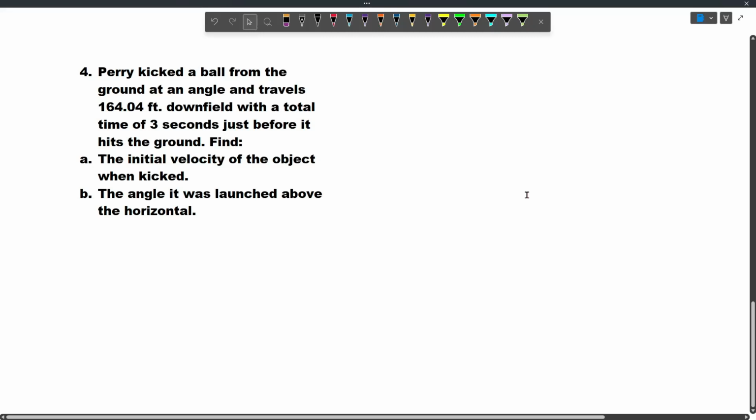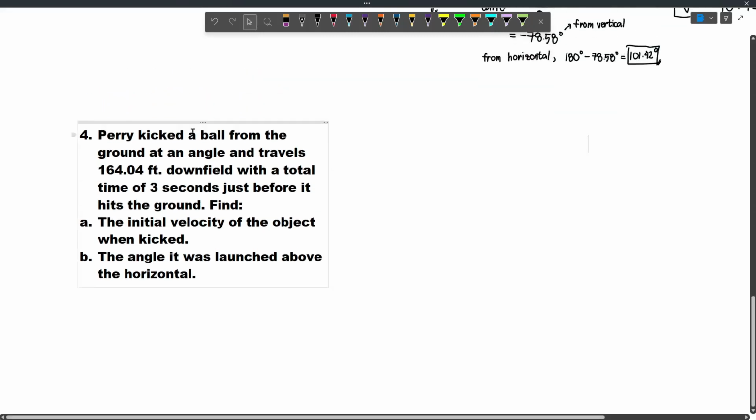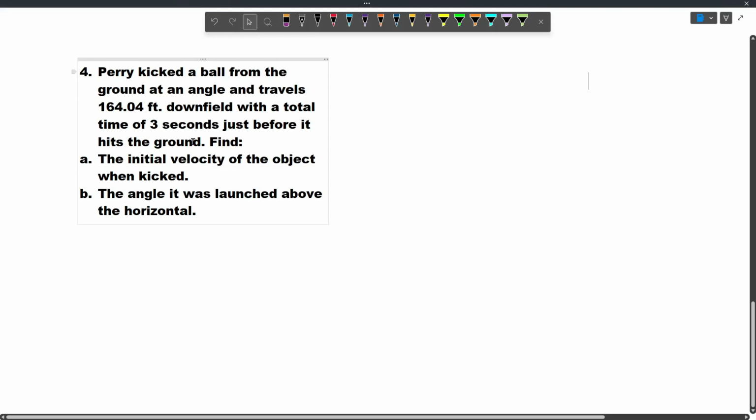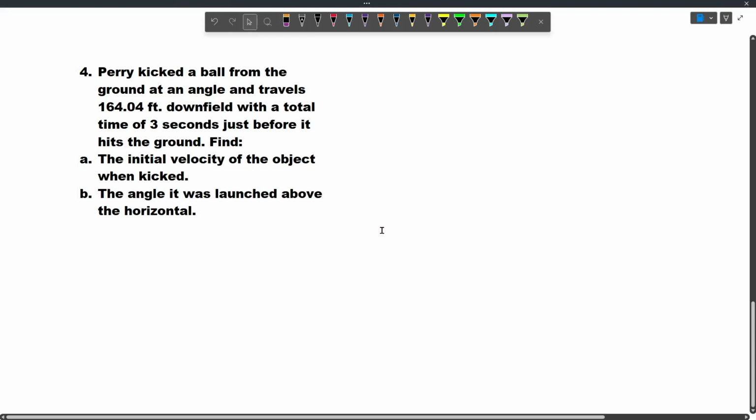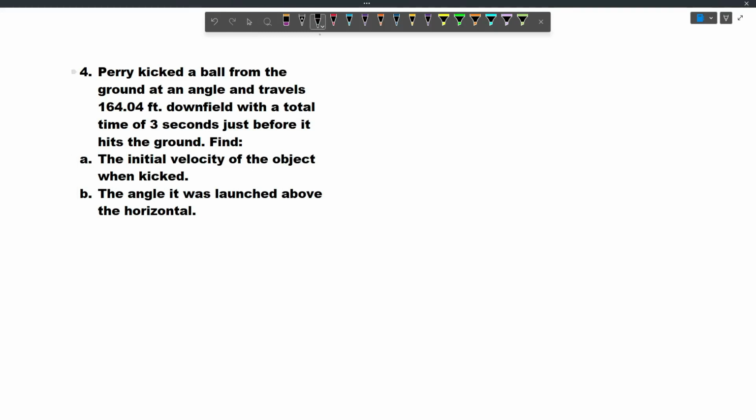Now let's try to solve this last problem. Perry kicked a ball from the ground at an angle and it travels 164.04 feet downfield with a total time of 3 seconds just before it hits the ground. And then we have to find the initial velocity of the object when kicked and the angle it was launched above the horizontal.